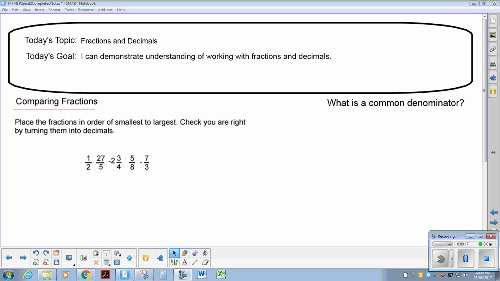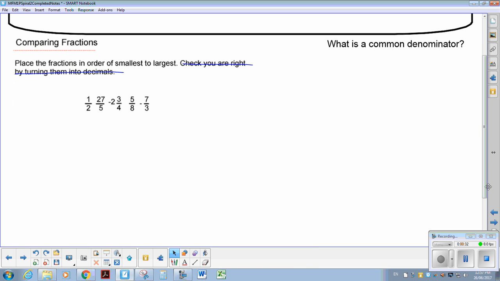So our first example here in the note is we want to place the following fractions in order from smallest to largest. Check your answer by turning them into decimals. Let's forget this, okay? We can do this because we know how to use a number line now. So let's create ourselves a number line. Let's figure out what is important for this number line.